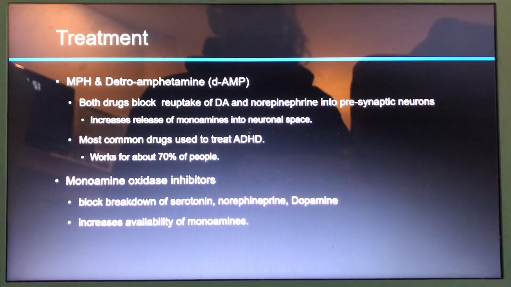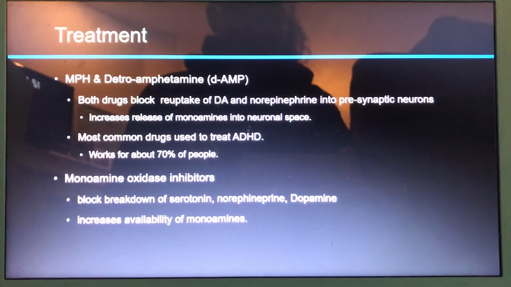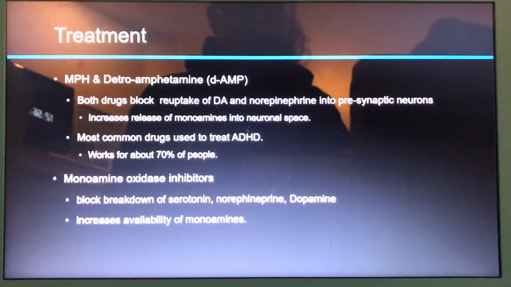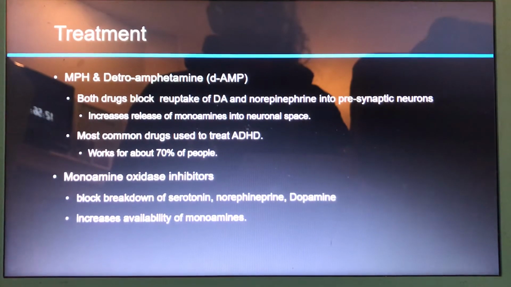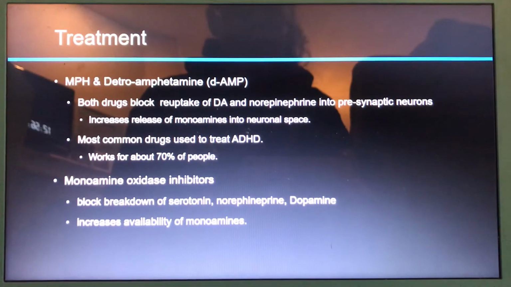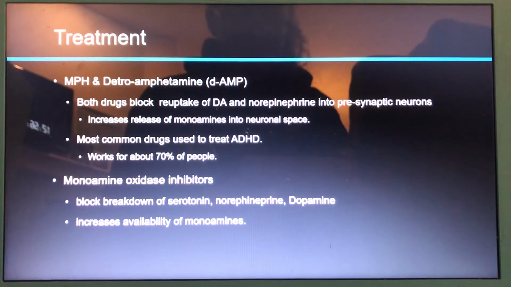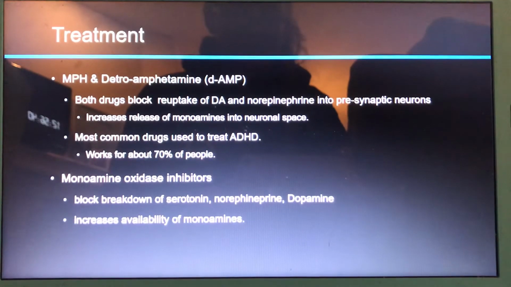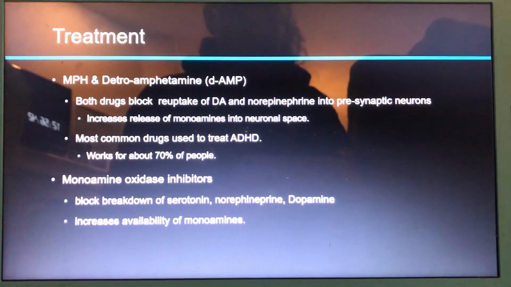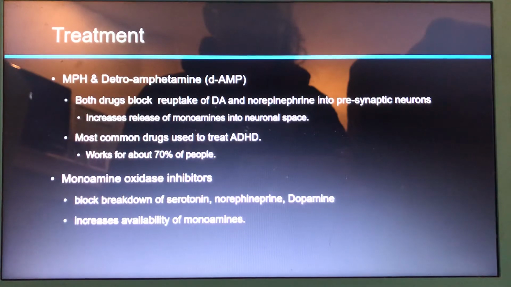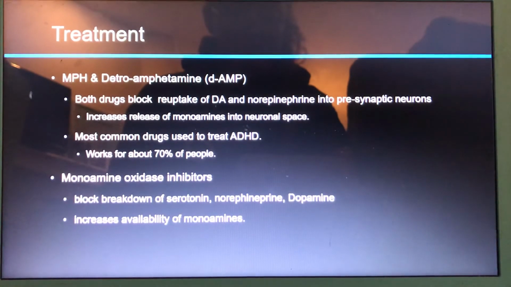So, some treatment options for this. The two most common are MPH and dextroamphetamine, also known as DAMP. Both of these drugs block the reuptake of dopamine and norepinephrine into presynaptic neurons. So basically this increases the release of monoamines into the neural space.